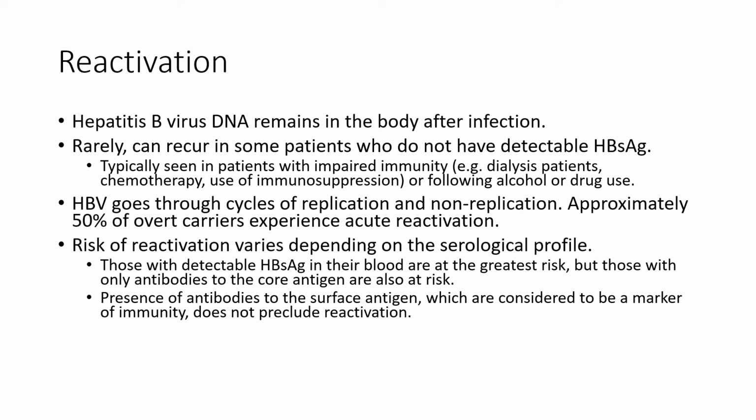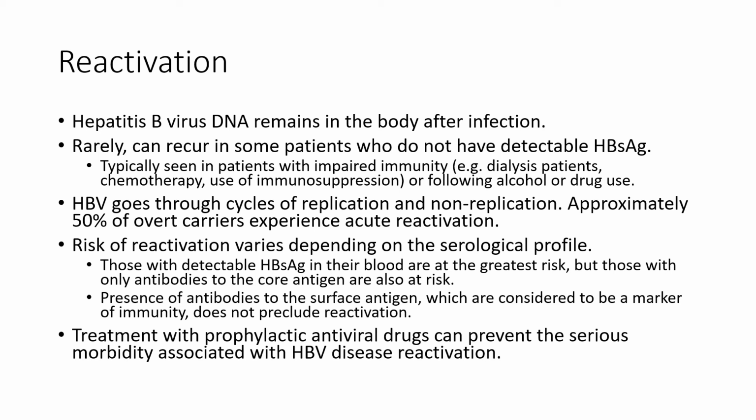The risk of reactivation varies depending on the serologic profiles. If you have hepatitis B surface antigen in the blood, you're at the greatest risk of clinical reactivation. Those with antibodies only to the core antigen are also at risk. The presence of antibodies to the surface antigen does not necessarily preclude reactivation. So if you previously had the infection and you cleared it, again, if you become immunocompromised, it could still reactivate. We do have antiviral medications now that are very effective in preventing reactivation.